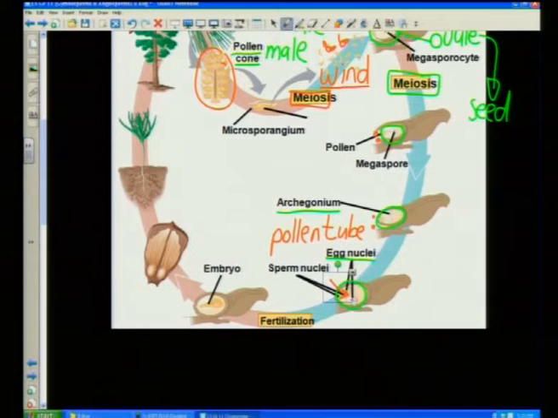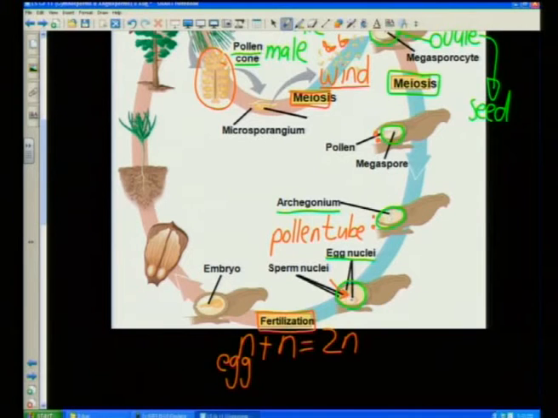And now we're going to have fertilization. What is fertilization? It's n plus n makes 2n. So it's an egg fused with the little sperm cell, and that is going to make now a zygote. So with fertilization, we're first going to have a zygote, and then that zygote will develop into the embryo. There you can see it right inside this little embryo. That is the ovule, which will develop into a seed.